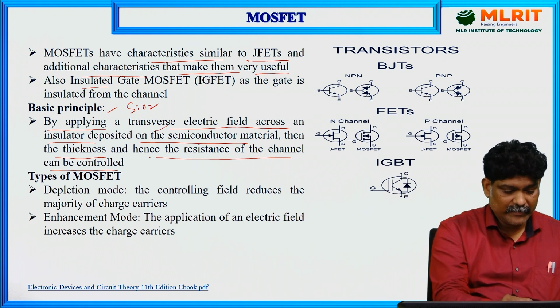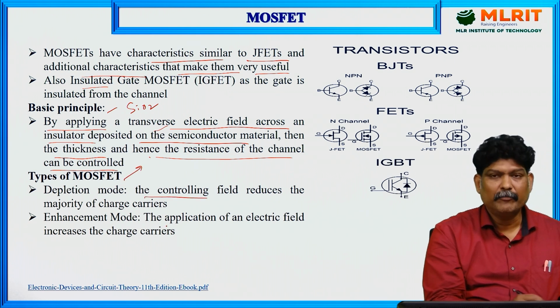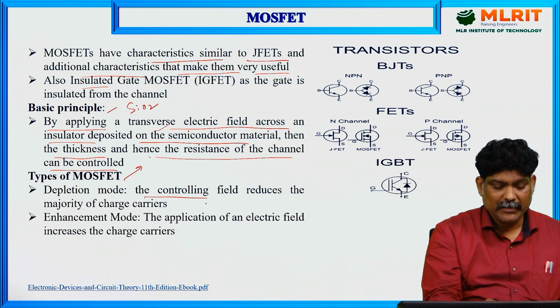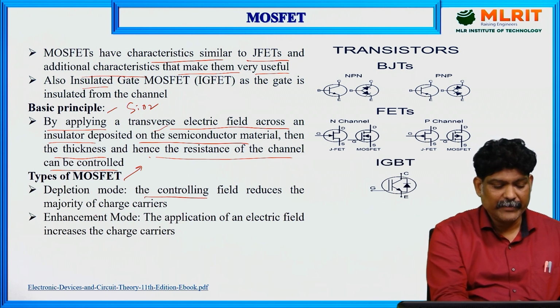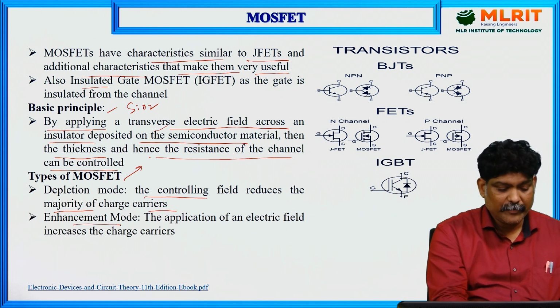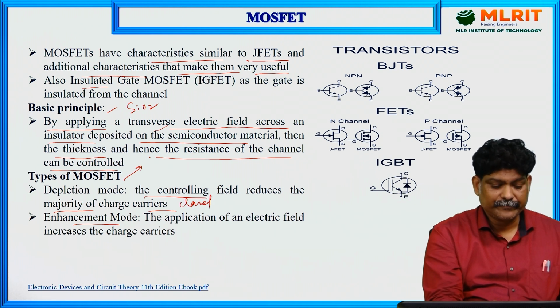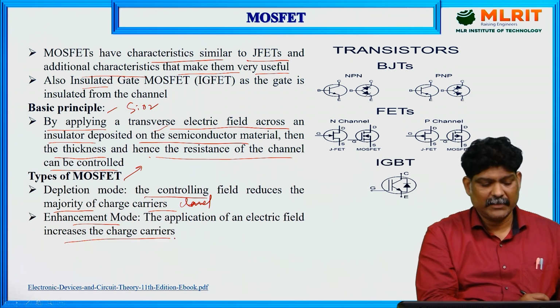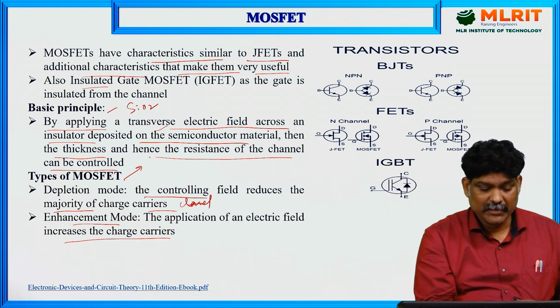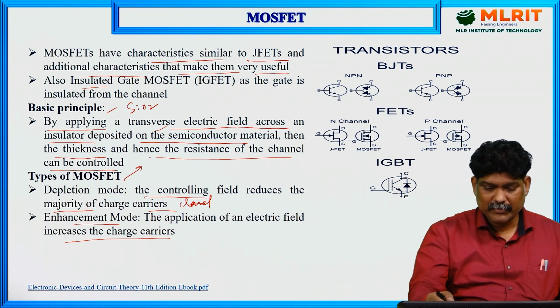So what are the different types of MOSFETs we have? In depletion mode MOSFET, the basic operation is that the control field reduces the majority charge carriers, so in depletion mode you can expect a channel. In enhancement mode, the application of an electric field increases the charge carriers. This is another definition of enhancement and depletion mode MOSFETs, which we have already seen.